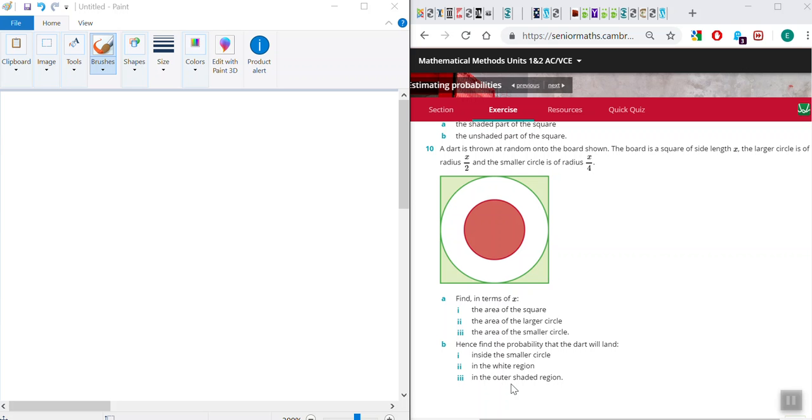So part A is find in terms of x the area of the square. Okay, so the area of the square, we know that it's a square and it has side length x. So the area of the square would be x squared, because it's x times x. The area of the larger circle, so for B, the larger circle will be the white circle, the whole thing, including the red. Okay, so it's the whole thing that engulfs the white and the red.